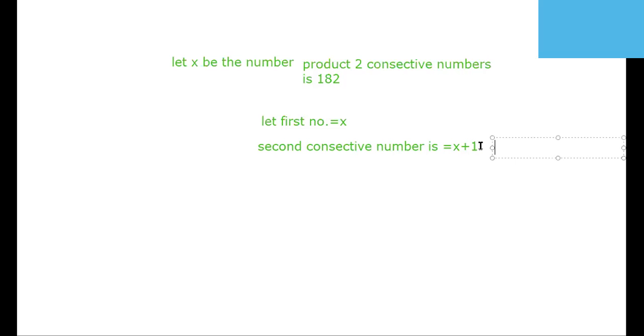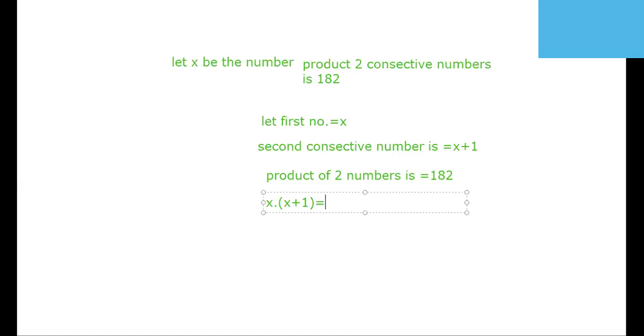According to the statement, product stands for the multiplication of two numbers. The statement says that the product of these two numbers, which we have assumed, equals 182. Which are the two numbers? Let the first number be x and the second number be x plus 1. So we will write here x times x plus 1 equals 182.